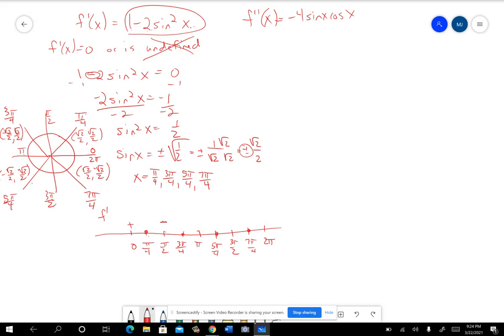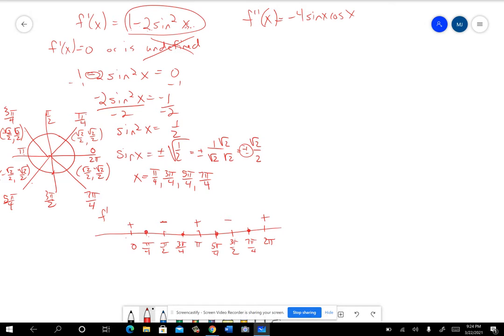At pi, you'd be at sine 0, so you'd be back to a positive. When you're at 3 pi over 2, sine would be negative 1, and so sine squared would be positive, and then you'd have 1 minus 2, so you'd be negative again. You see that periodic look to this? Okay, and then when you're at 2 pi, that's the same as 0, so that's going to be positive.